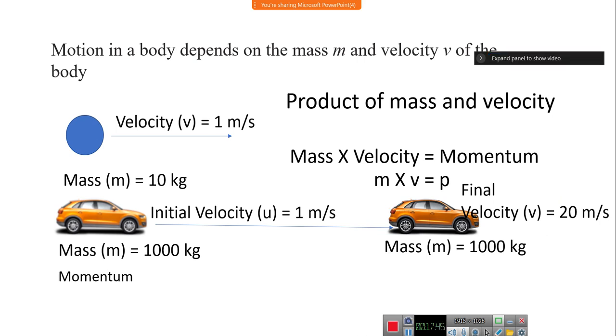Now the initial momentum is equal to m into u. So please remember, mu stands for initial momentum. So how much? M is 1000 kg into 1 meter per second. Now tell me, what is the initial momentum? 1000 kg meter per second.